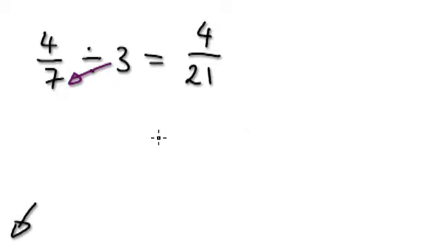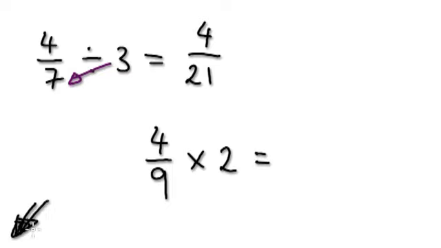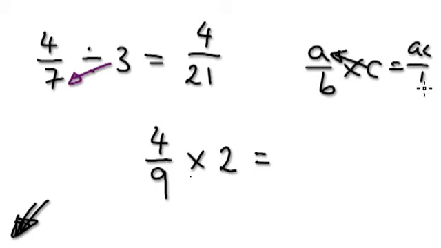What is this now? 4 over, let's say, 9 times 2. What is that? Now press pause and have a go. Here, remember, A over B times C, it gets multiplied to the top. So it would be this. This would be 8, and this would be 9. Let me do one weird example, and then you can have a go after this.